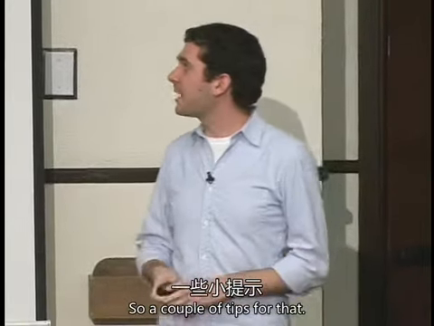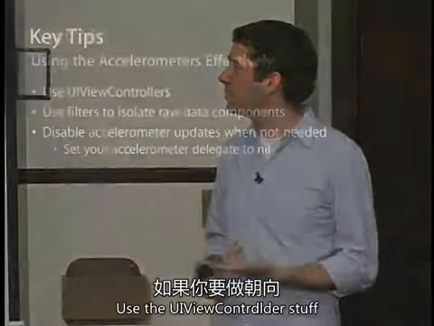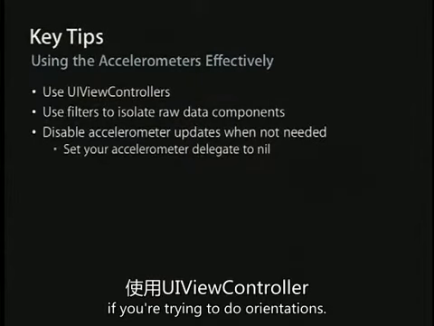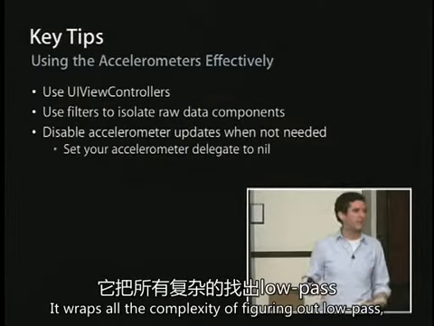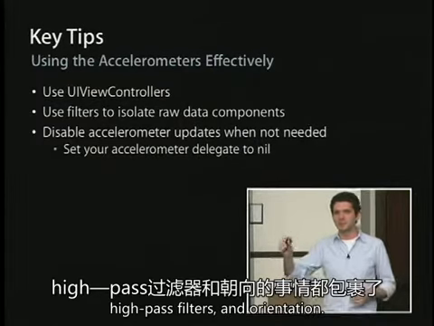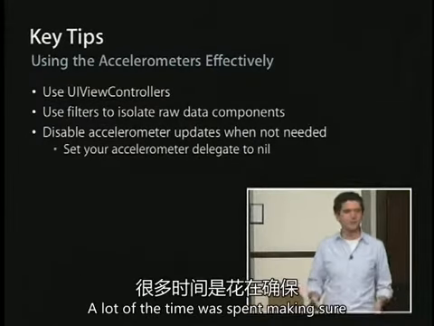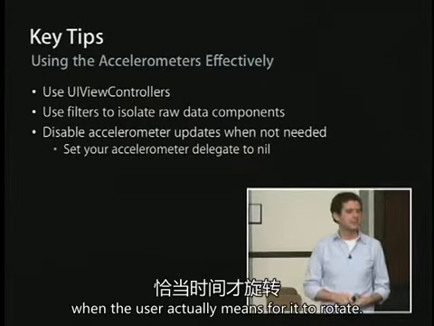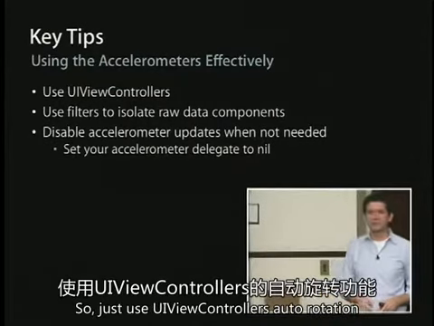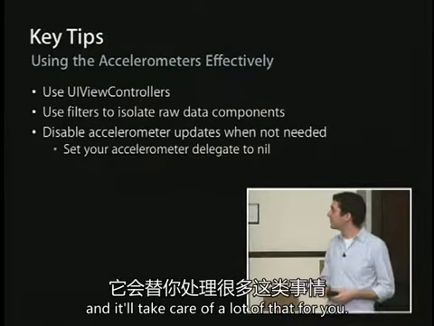So a couple of tips for that. Use the UIViewController stuff if you're trying to do orientations. If you just want to rotate your interface, it's a great way. It wraps all the complexity of figuring out low-pass, high-pass filters and orientation. A lot of time was spent making sure that the device rotates at the right time when the user actually means for it to rotate. So just use UIViewController's auto rotation, and it'll take care of a lot of that for you.